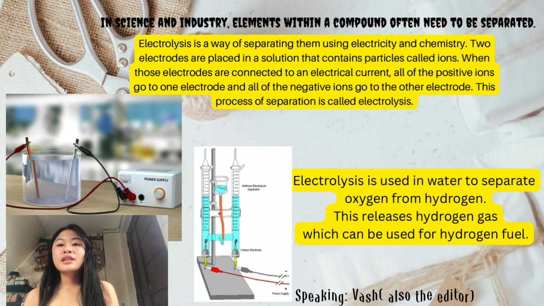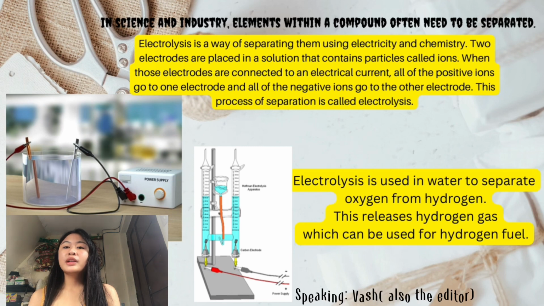Fun fact, in science and industry, elements within a compound often need to be separated. Electrolysis is a way of separating them using electricity and chemistry. Two electrodes are placed in a solution that contains particles called ions. When those electrodes are connected to an electrical current, all of the positive ions go to one electrode and all of the negative ions go to the other electrode. This process of separation is called electrolysis.